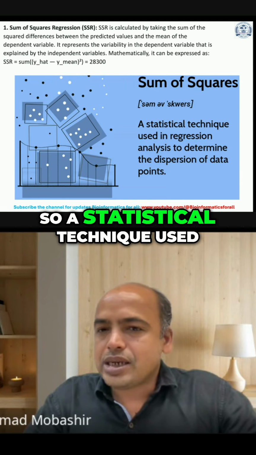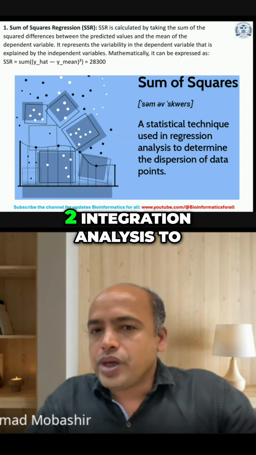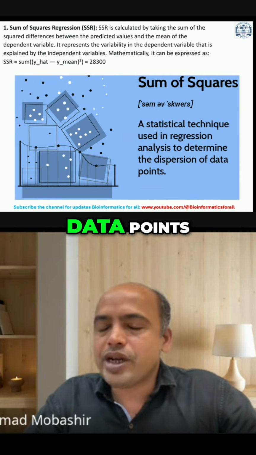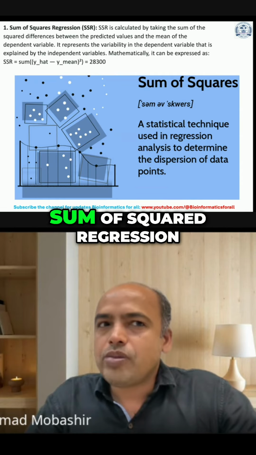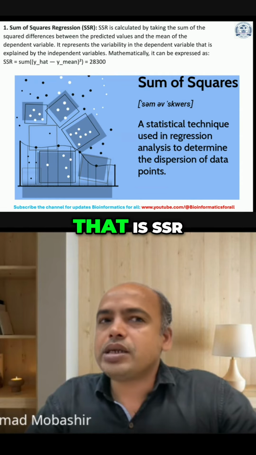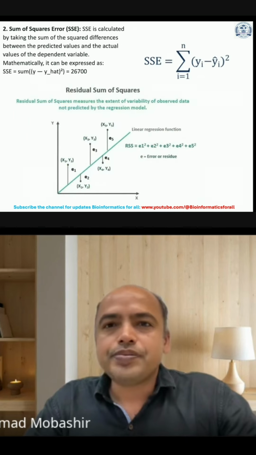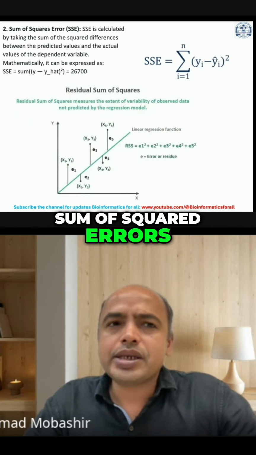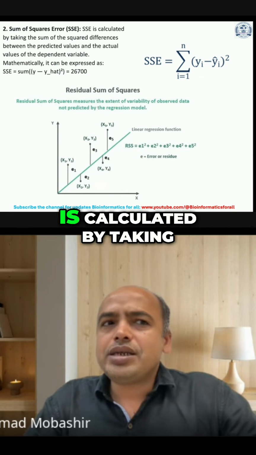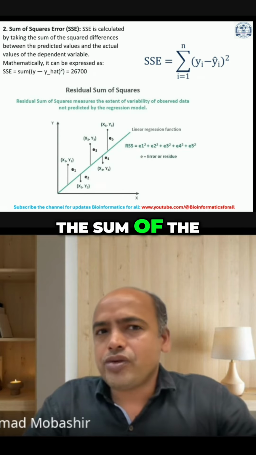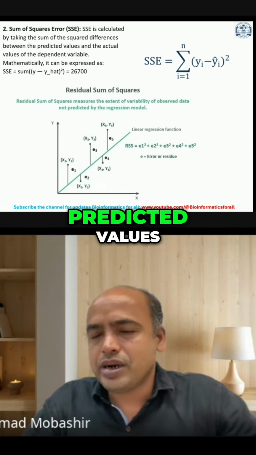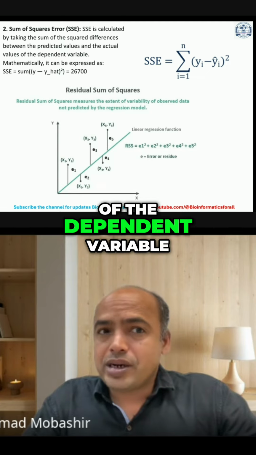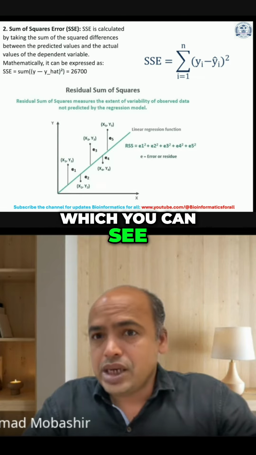So a statistical technique used in regression analysis to determine the dispersion of data points, that is sum of squares regression, that is SSR. Now it comes to SSE, sum of squares error, that is calculated by taking the sum of the square differences between the predicted values and the actual values of the dependent variable, which you can see in this equation.